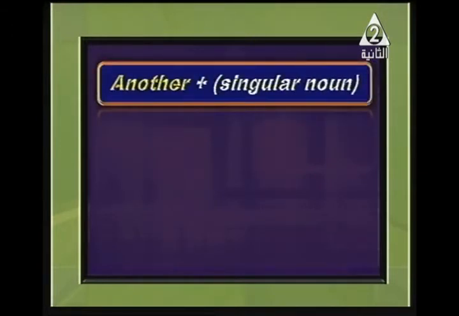Let's see the other one. Another. Okay, another always comes with singular noun. Okay, يبقى لازم after another يجي singular noun. طيب let's see an example.